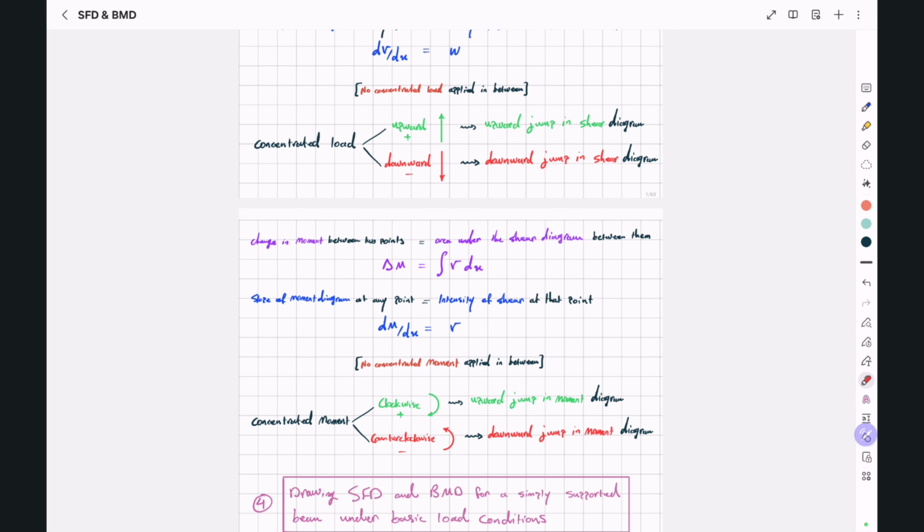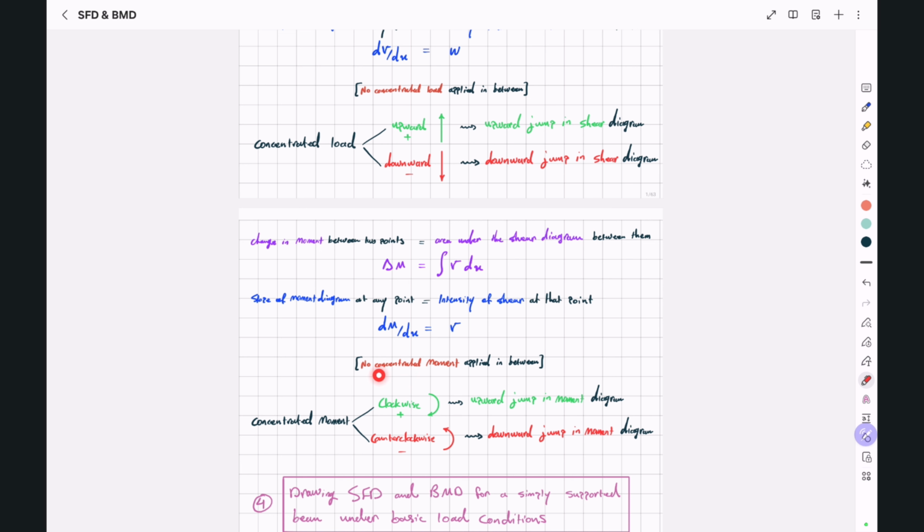Now, the next two principles are very similar to the previous ones. The third principle says that between any 2 points, the change in moment is equal to the area under the shear diagram between those 2 points, or delta M is equal to the integral of V dx. And the fourth or last principle says that the slope of the moment diagram at any point is equal to the intensity of shear at that point, or the derivative of our moment with respect to x is equal to our shear. And we have a similar exception here.